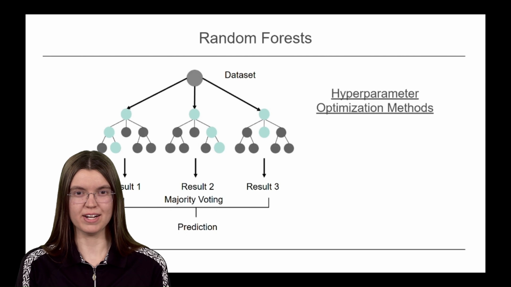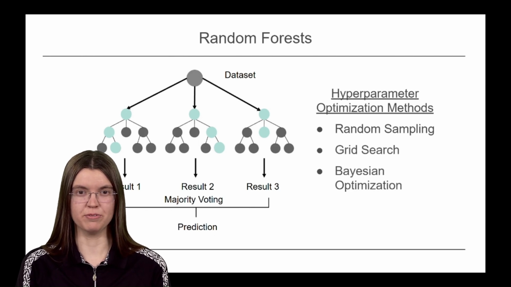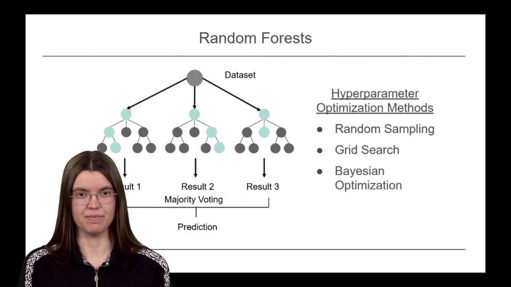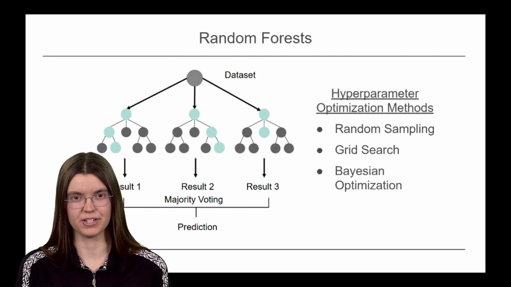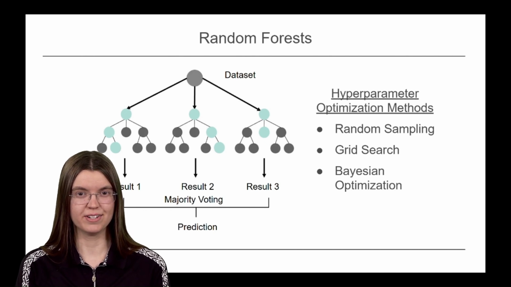AMPL offers a variety of hyperparameter optimization methods, including random sampling, grid search, and Bayesian optimization. You can find all of those on the ATOMScience GitHub page. In this tutorial, we will perform a hyperparameter search for a random forest using Bayesian optimization, which is essentially a probabilistic model-based optimization algorithm. Let's take a look at the code.